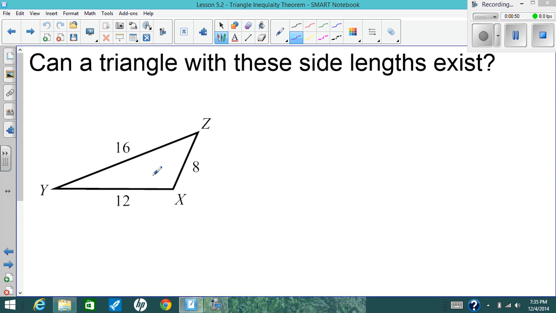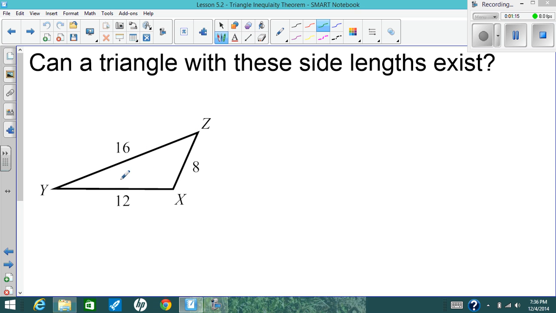So if we're given a picture of a triangle and we have labels for the sides, so here I have zx is 8, xy is 12, yz is 16. I really want to know, can I actually draw a triangle with those side lengths? So the triangle inequality theorem says that we should be able to add any two sides together, and they should be bigger than the third side.